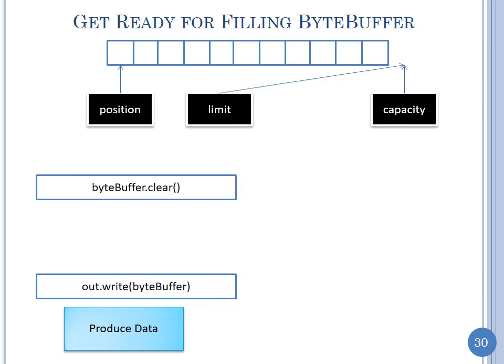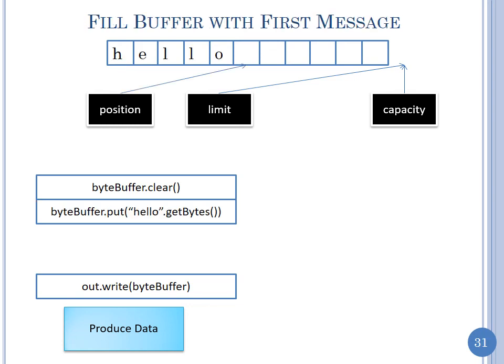Okay, you'll first go and clear the byte buffer and make the limit be its capacity. So we're writing, so limit will be capacity. We can write up to capacity. So we clear at this point, where position becomes 0 and limit becomes capacity.